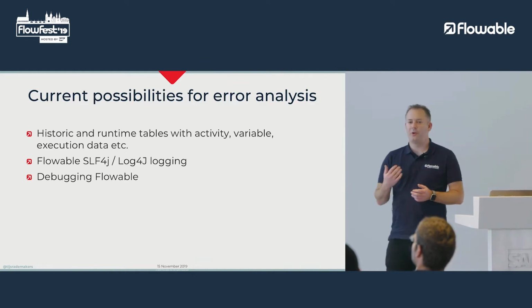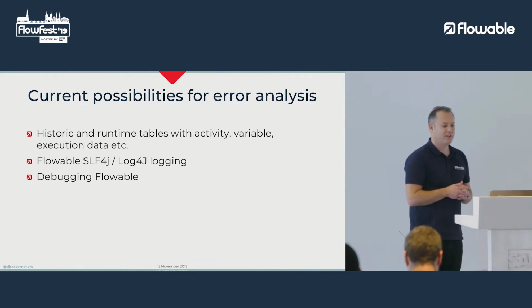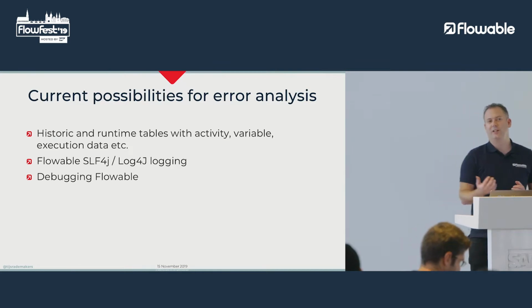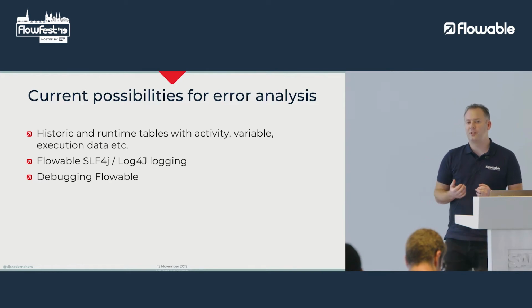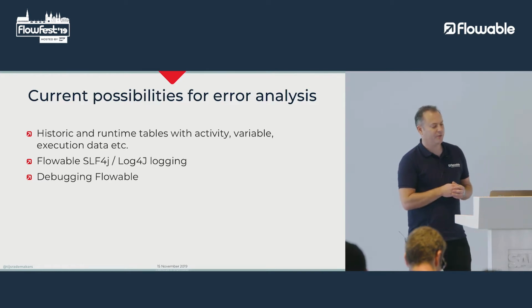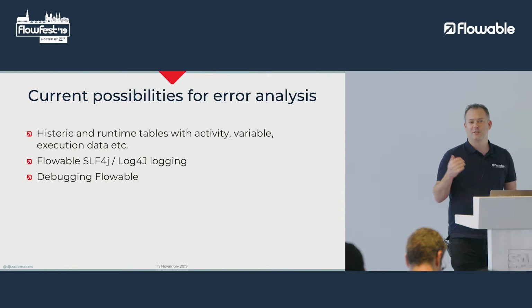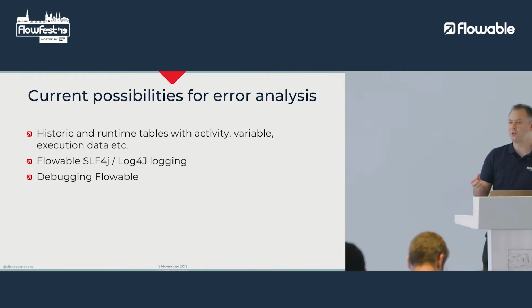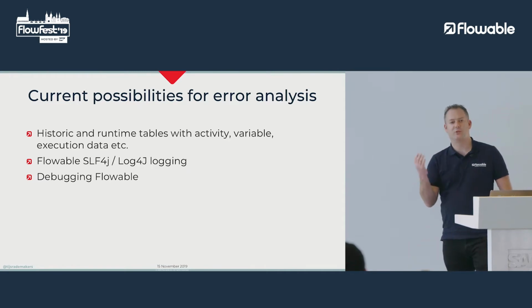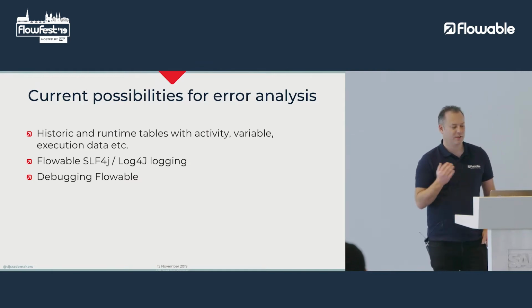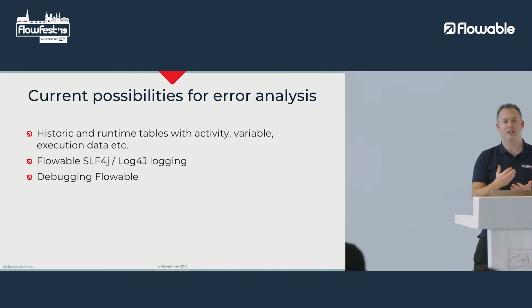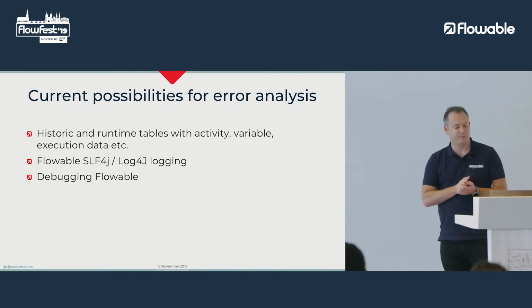Looking at the current possibilities to do analysis or to really see what's happening in the execution, you can look at the historic and runtime tables in Flowable. For example, the activity instance tables for processes, plan item instance tables for the case engine, variables, and execution data. That's where you can really get your information from.